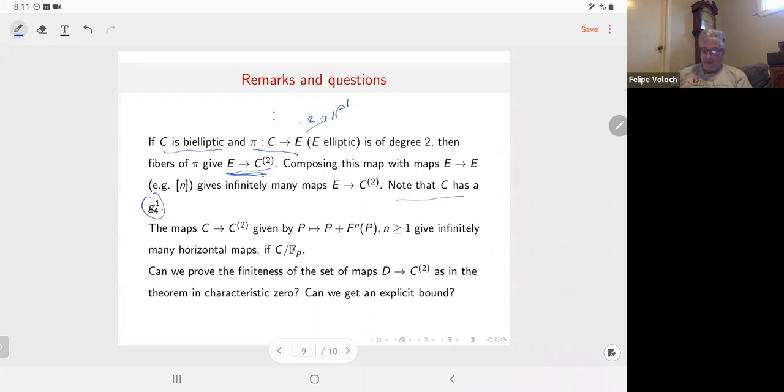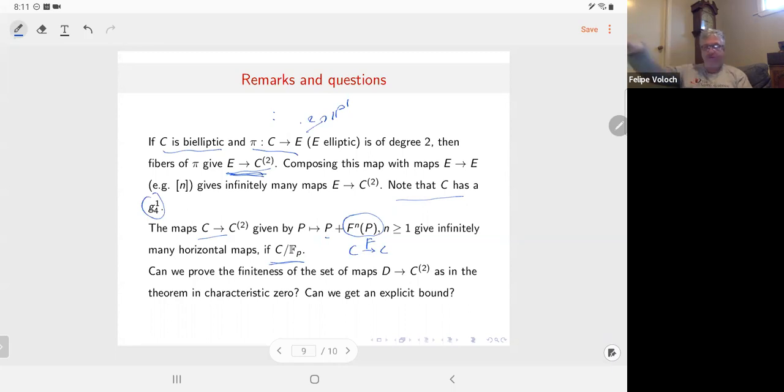Okay, another example is if you have a curve defined over F_p, you can take a curve defined over any finite field, but then you have to change it a little bit. But if you have a curve defined over F_p, then the Frobenius maps from C to C, right? C to the power 1 over p is just C. So you have powers of the Frobenius, and you can take this map from C to C^2, where you take the point P to (P, F^n(P)). And these maps are horizontal because when you take the derivative, this vanishes.